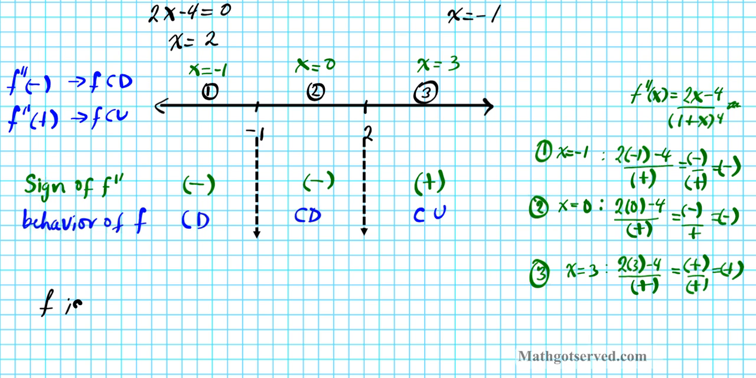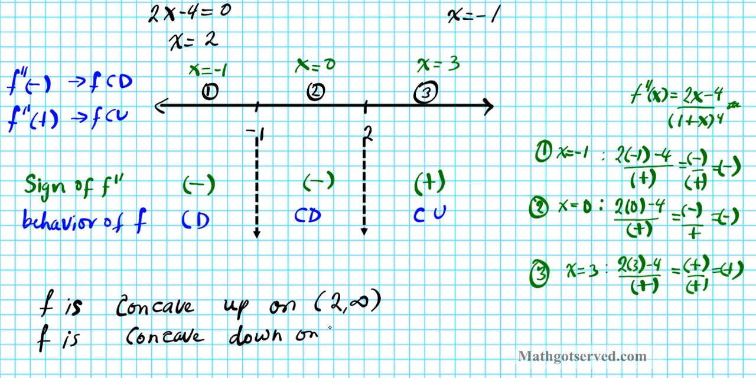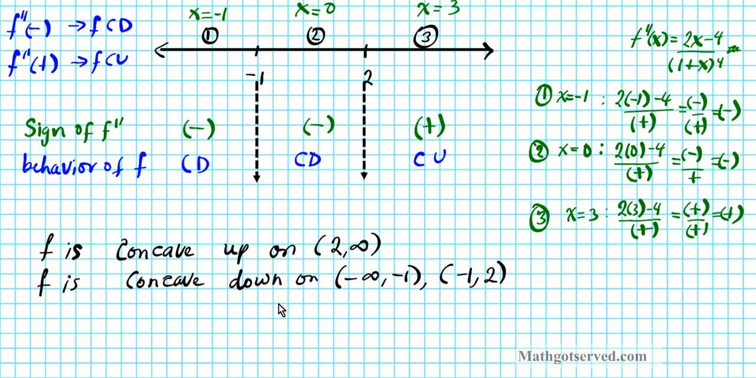All right. So let's go ahead and write down our answers. So f is concave up on the interval 2 to infinity, and f is concave down on the interval -infinity all the way to -1, union -1 all the way to 2. Okay, so there goes the concavity of our function on the real number line.